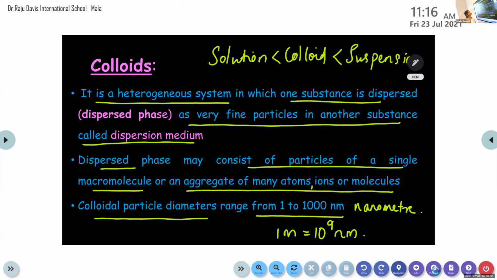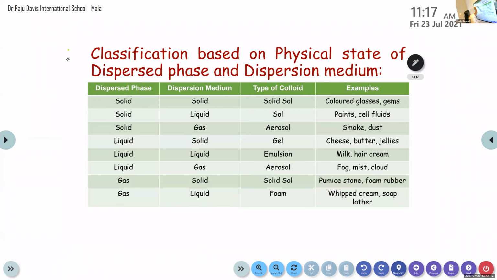So you have to remember here the particle size of colloid is in between solution and suspension. We cannot see the particles through our naked eyes, but they are big enough to scatter the beam of light. That you will learn in this chapter itself, the Tyndall effect. Then the first type of classification.